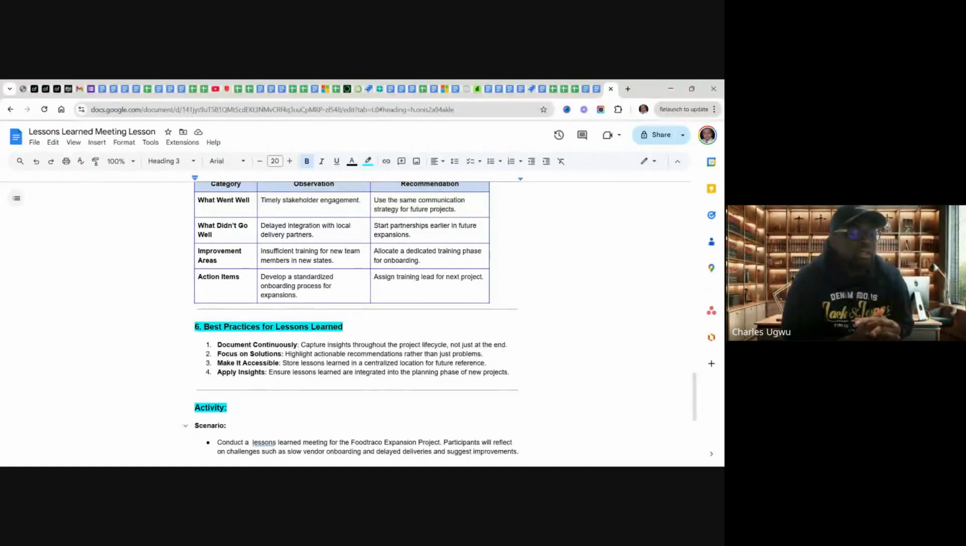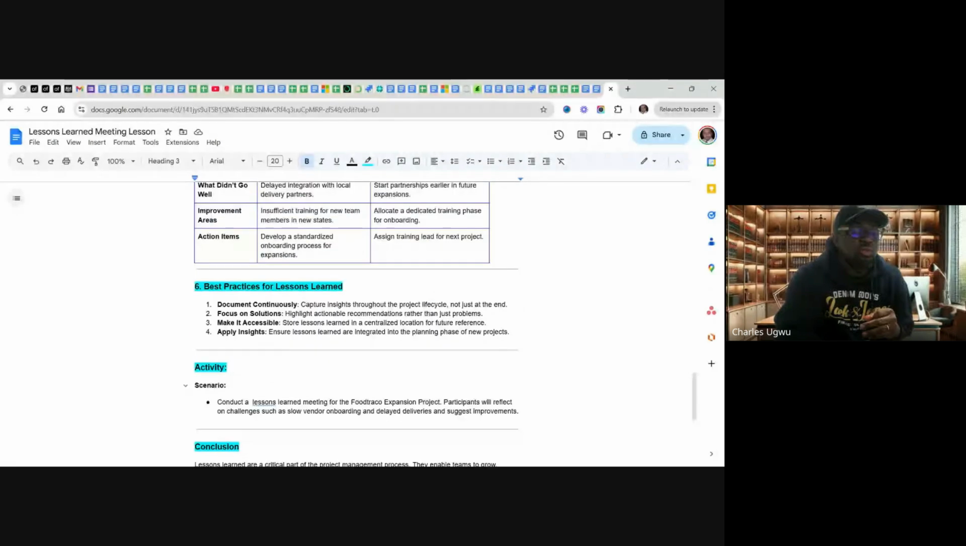And apply insights. Ensure lessons learned are integrated into the planning phase of new projects. For instance, if you have just finished a project and you have another project, some of the challenges you had in the former project, and the solutions, should be part of the things you are taking into the new project to make sure that things are getting better. And that's the continuous improvement everybody's been talking about.